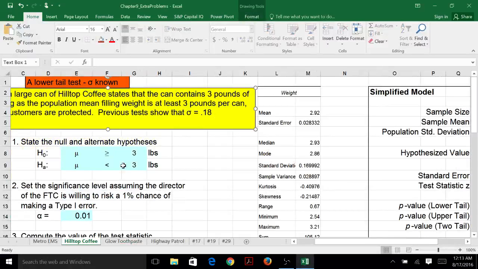This concludes Chapter 9's problem set. Going forward, we're going to start looking at two sample tests.